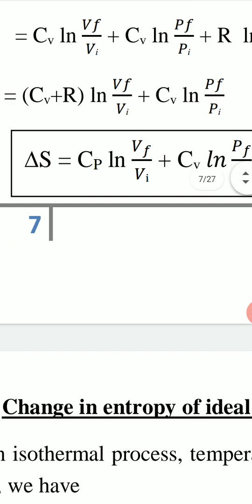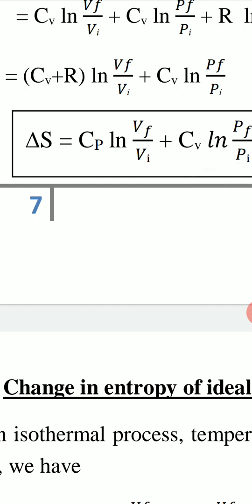We can put here the value of R, that is Cp minus Cv. In this way, we can find the expression for change in entropy of 1 mole ideal gas in terms of PV, VT and TP for these three combinations.